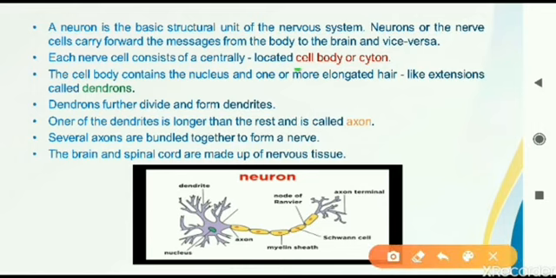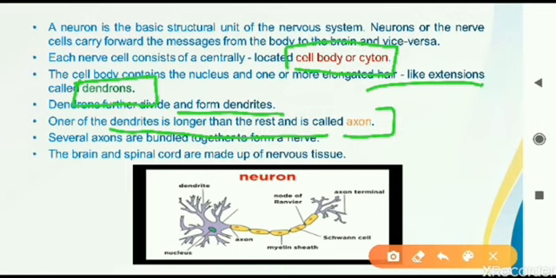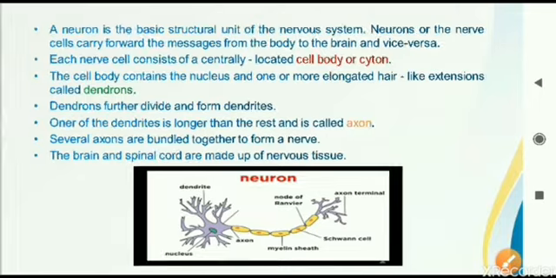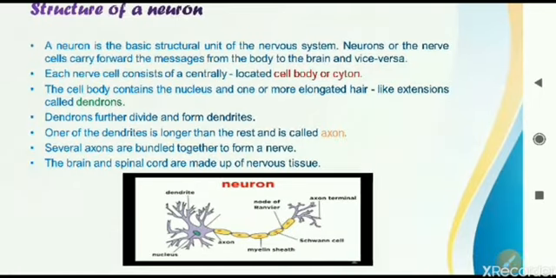Again I repeat, the first part of the nerve cell is the cell body or cyton. Second part, the cell body is surrounded by different branches or hair-like extensions. These are called dendrons, and dendrons further divide into dendrites, and one of the dendrites becomes very, very long, and that dendrite is called what? That becomes the axon. I hope it is clear now. So those are the three major parts of the neuron or the nerve cell. So that is all about the nervous tissue or the neuron.